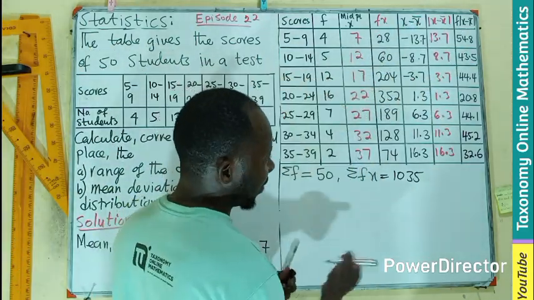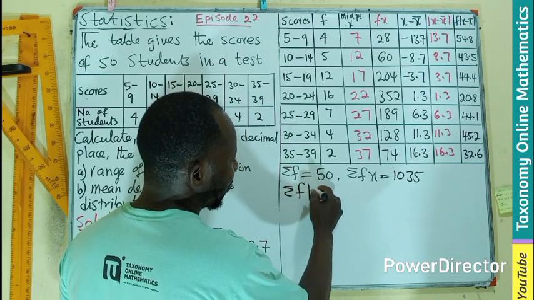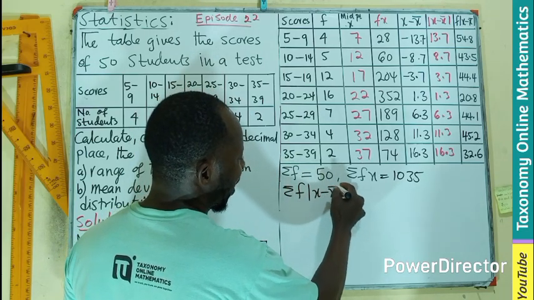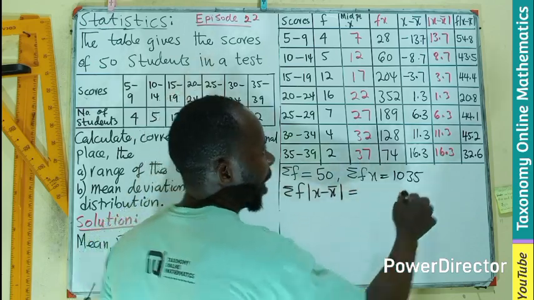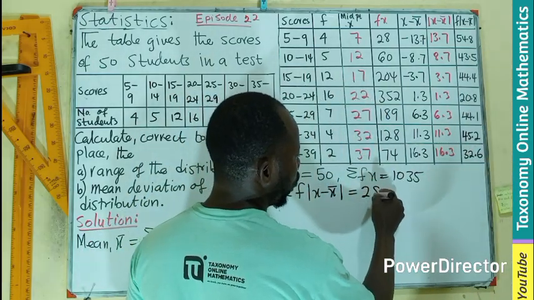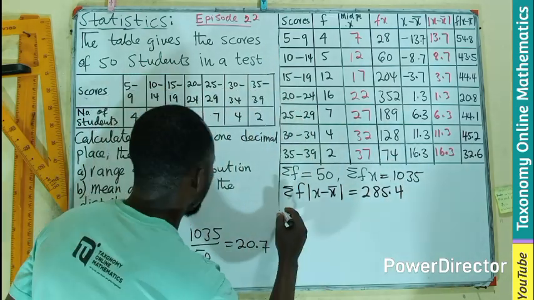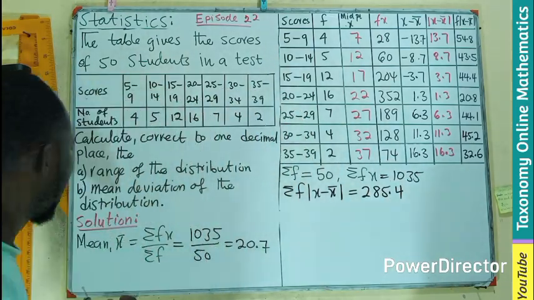Per the multiplication of the f by the absolute value, these values are generated. So what we need next is to find the sigma f times the absolute of x minus x bar. We are adding all these values, and that should be giving you 285.4.